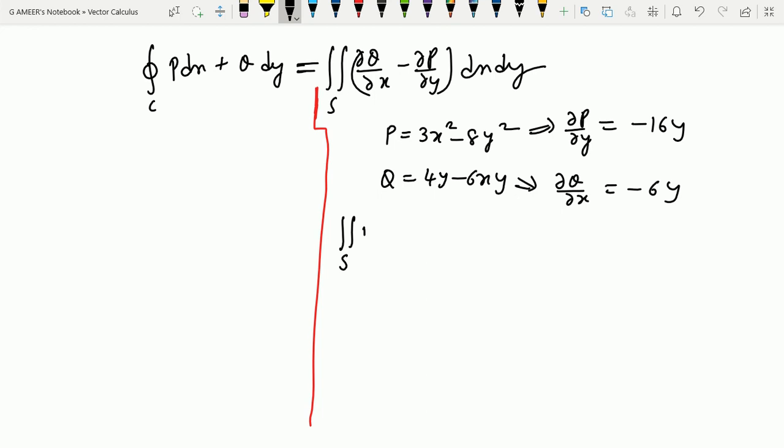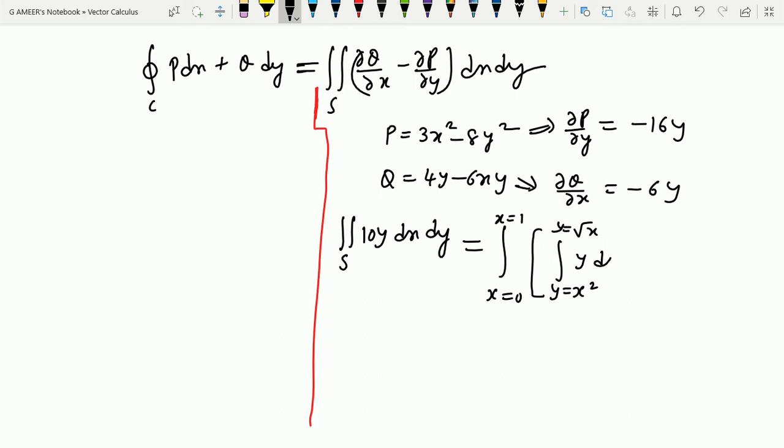So then I will get 10y dx dy. That will be equal to the integral with x going from 0 to 1, and y going from the lower curve x square to the upper curve root x, of 10y dy, then dx. That's it.